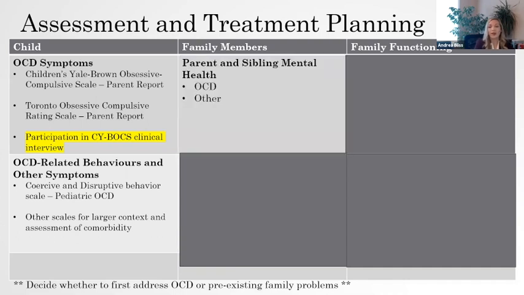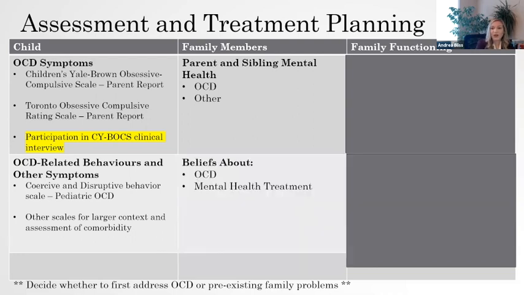We want to know about family members themselves. So we know there's a genetic component of OCD, so it's important to assess for OCD and other mental health issues in other family members. We want to know all of their beliefs about OCD, about mental health in general, about treatment, because this could really impact how things go. If they're not buying into what you're asking your child to do, then it's unlikely that there's going to be between session work going on. So that's something we would address head on.